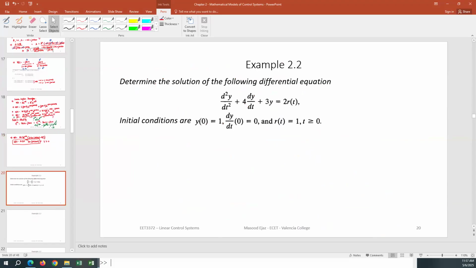Okay, let's see what this problem is then. This problem says: determine the solution of the following differential equation. Initial conditions are y(0) is equal to 1, and dy/dt at 0 is equal to 0, and r(t) is equal to 1, t greater than or equal to 0. So again, this is just the application of the Laplace transform and how you're going to find the solution using the Laplace transform. So let's do it quickly.